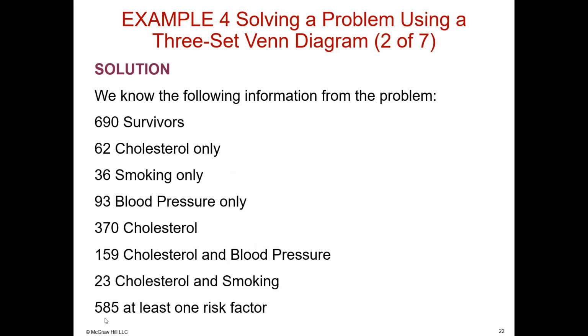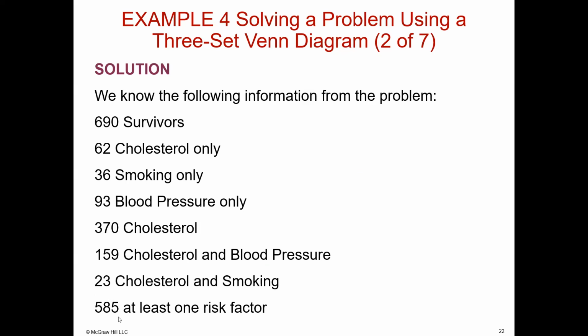585 of how many people were surveyed? 690. Was it 690 survivors? Yeah. 585 had at least one risk factor. I know this is at the bottom, but I don't know if we're really ready to put the 585 anywhere. In fact, I don't think the 585 would go in just one region.